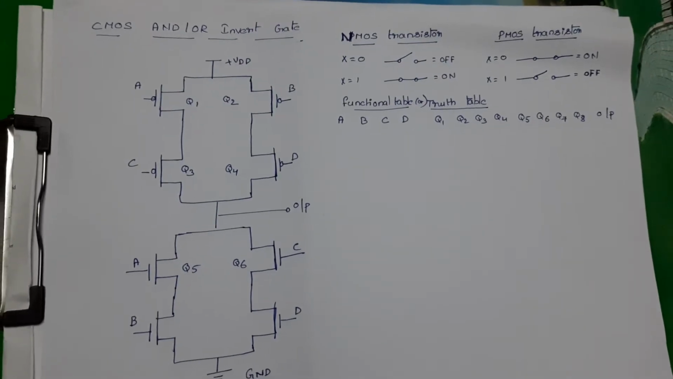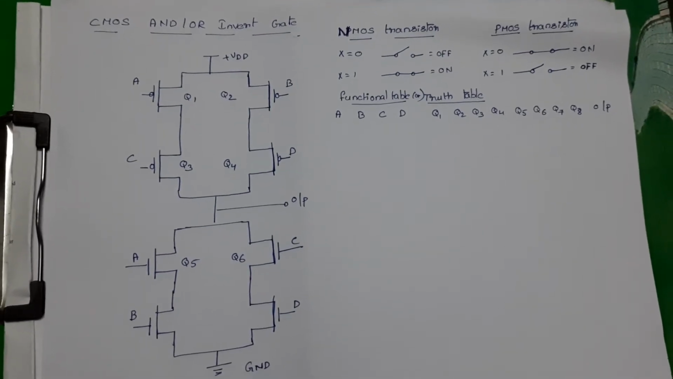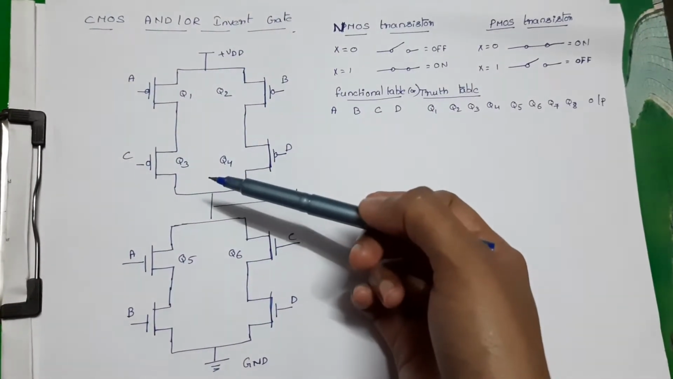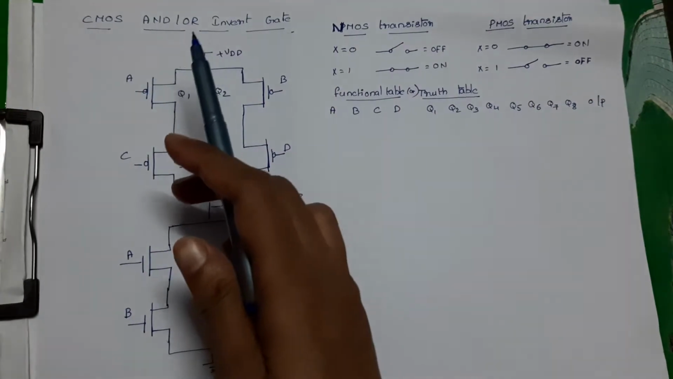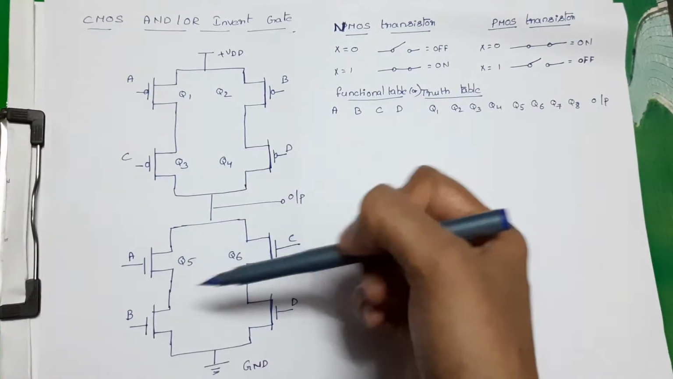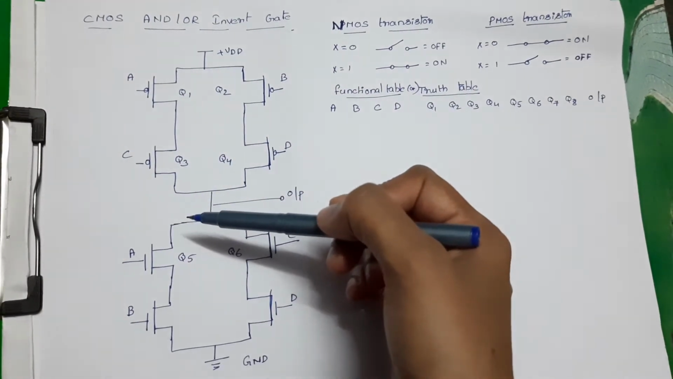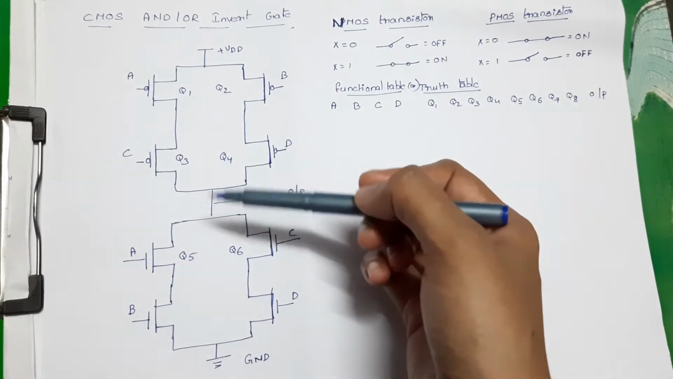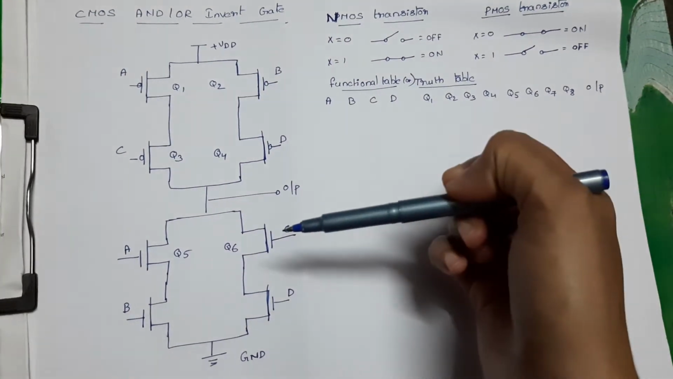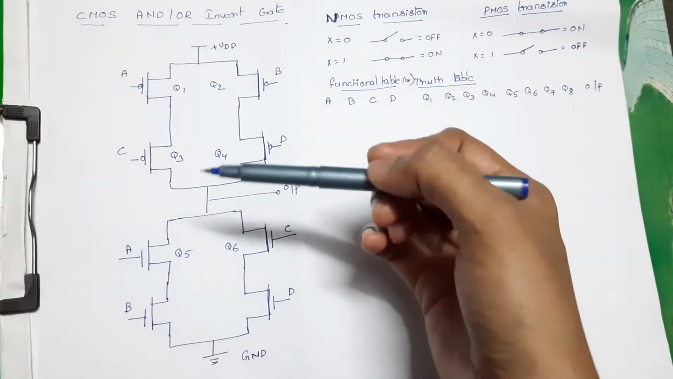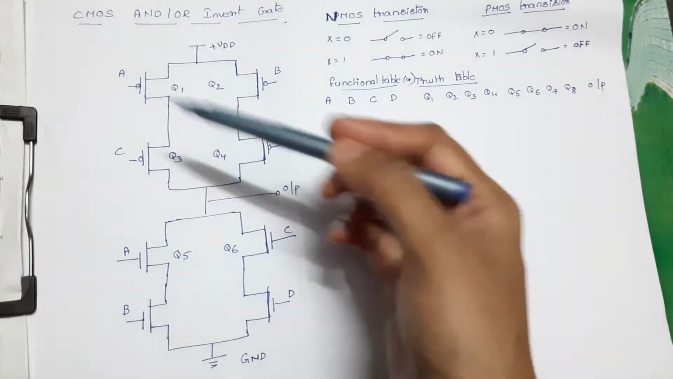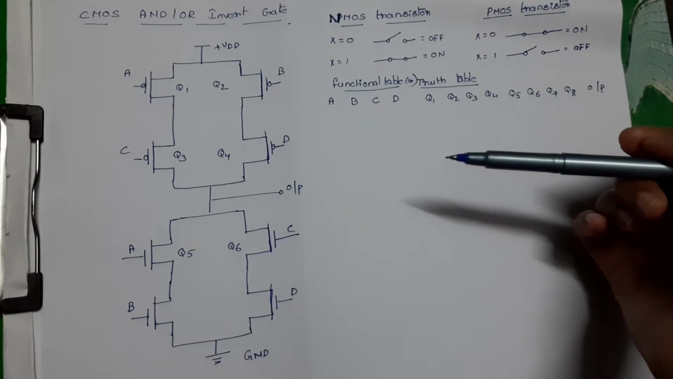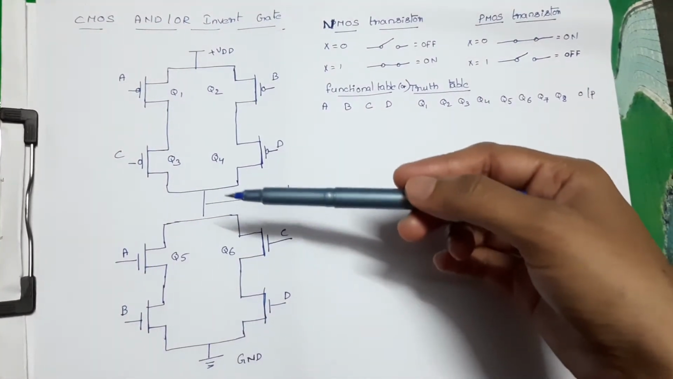So in this lecture we will see how to make a functional table for a 4 input CMOS AND-OR-invert gate. So this is a circuit diagram of a CMOS AND-OR-invert gate. This construction we have already discussed in the previous lecture. The link to the construction of this CMOS AND-OR-invert gate I am giving in the description, so please follow it if you have not followed it. So let us see the functional table for this CMOS AND-OR-invert gate.